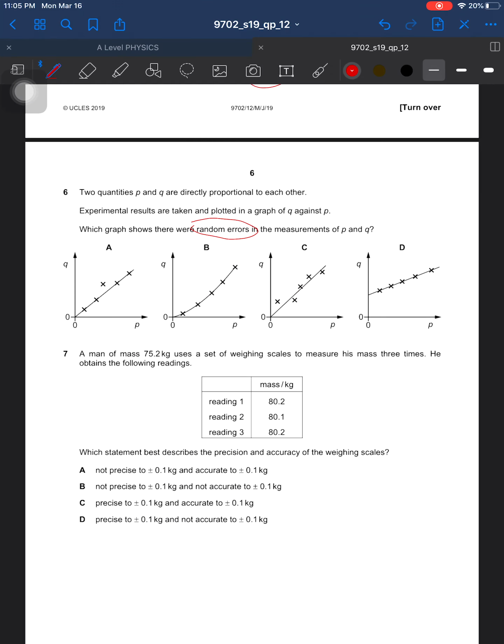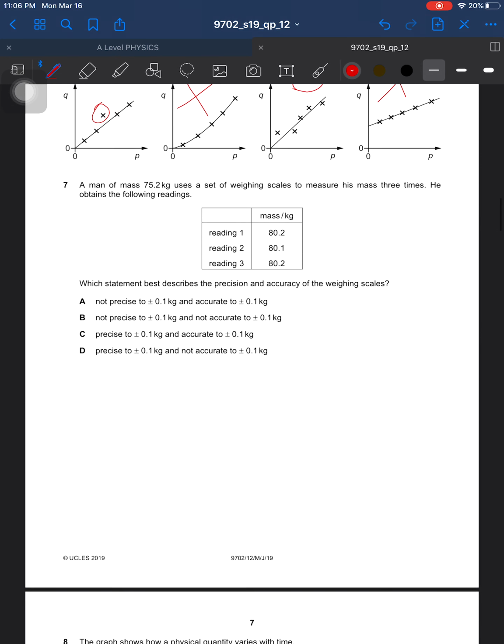Okay, so let's eliminate first. D is okay, so eliminate that. Eliminate also B. So basically A and C. Obviously A is an anomalous result, but since C has errors on the left and the right side of the graph, meaning the reading technique was wrong, definitely C would have random error.